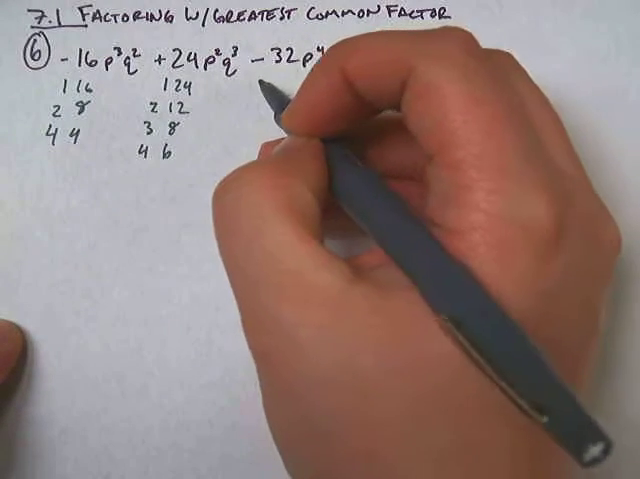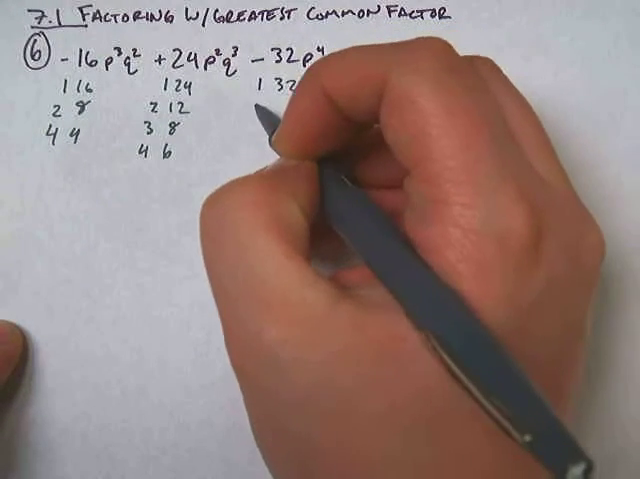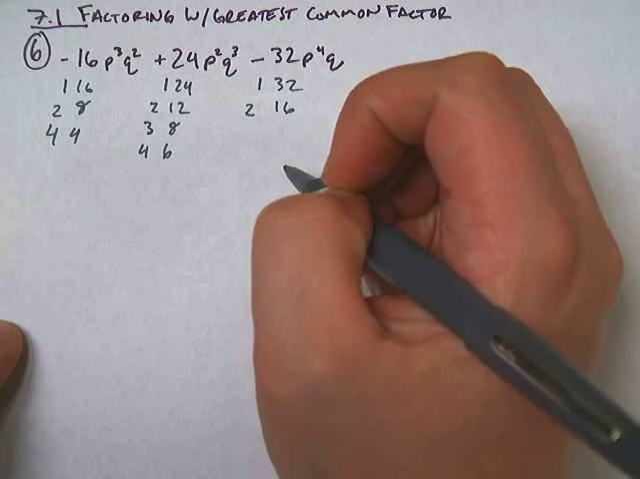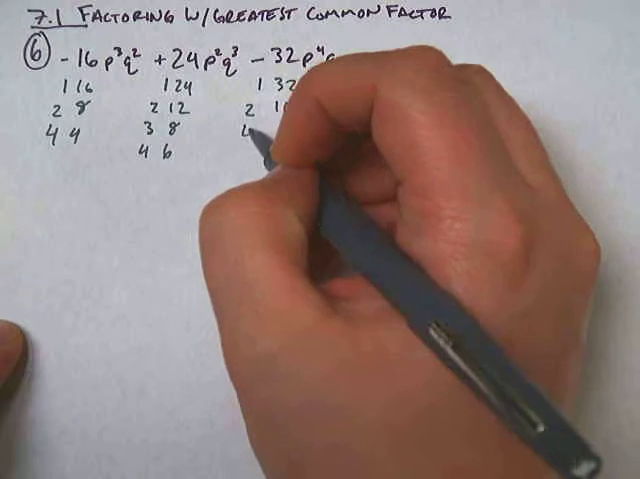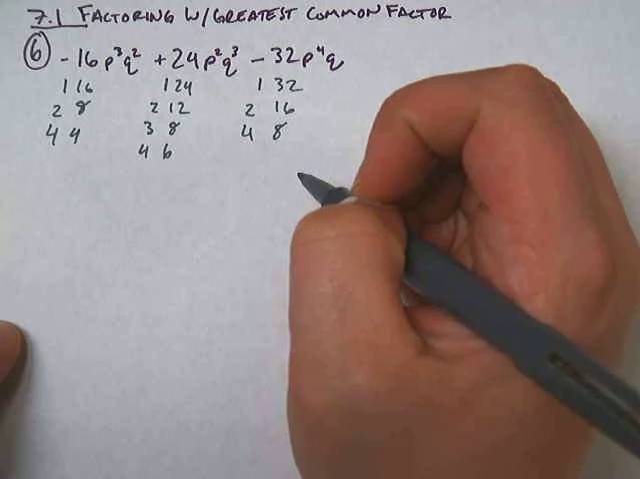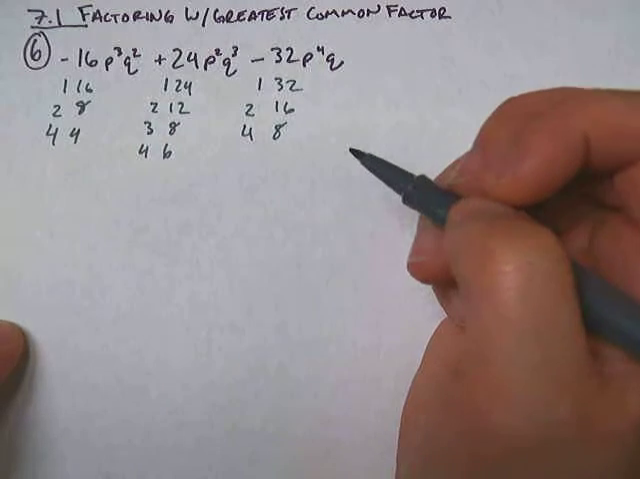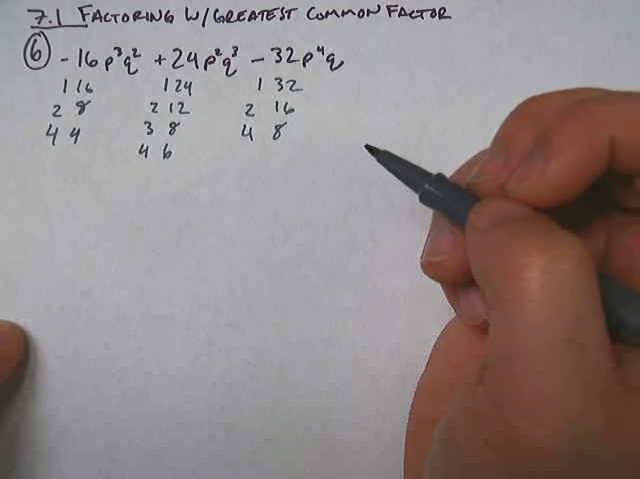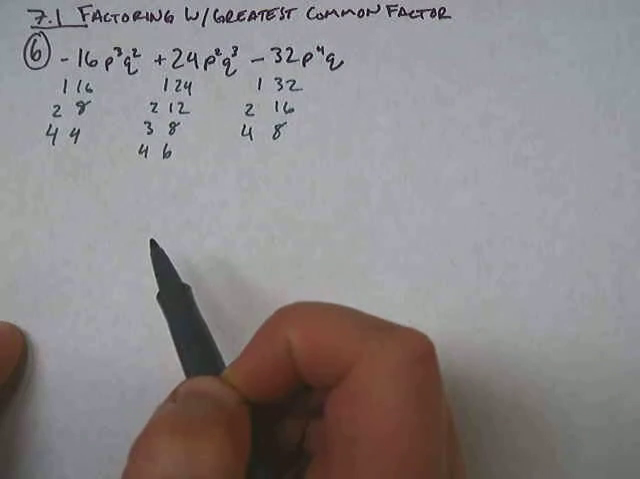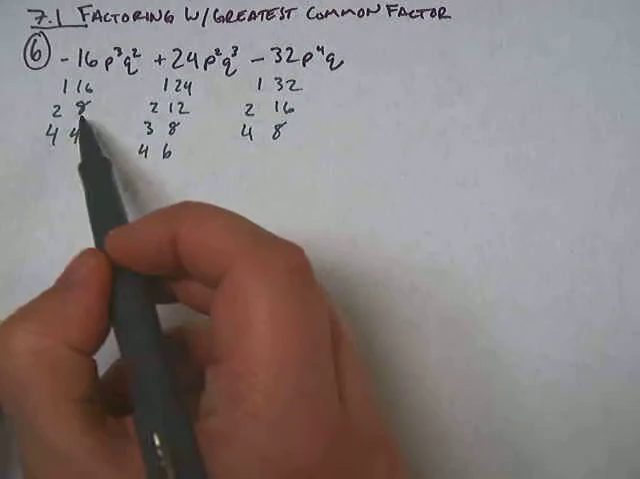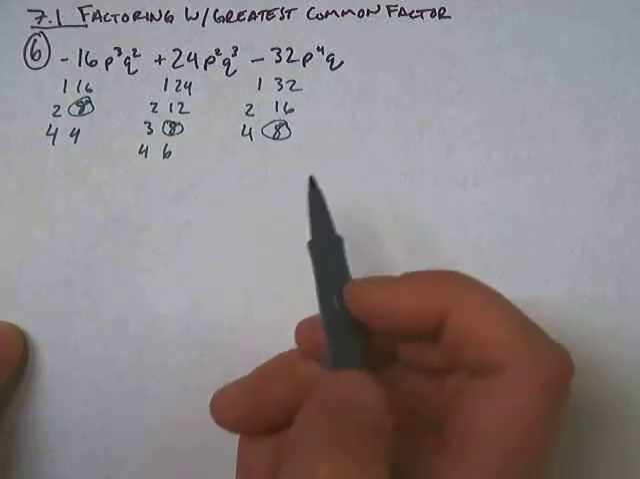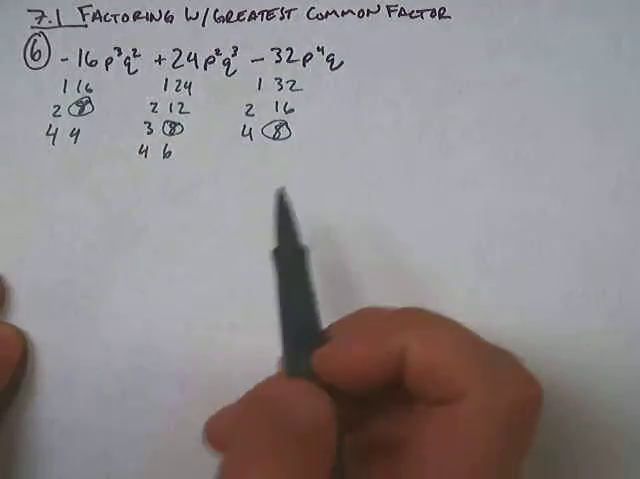And then we can look at 32. So we have 1 and 32, 2 and 16. 3 doesn't go into it. We have 4 and 8. 5 doesn't go into it. 6 doesn't go into it. So we can kind of stop there. Okay. So looking between all three of these lists, 8 is the biggest number that they all have. They each have an 8. So 8 is the greatest common factor amongst the integers.